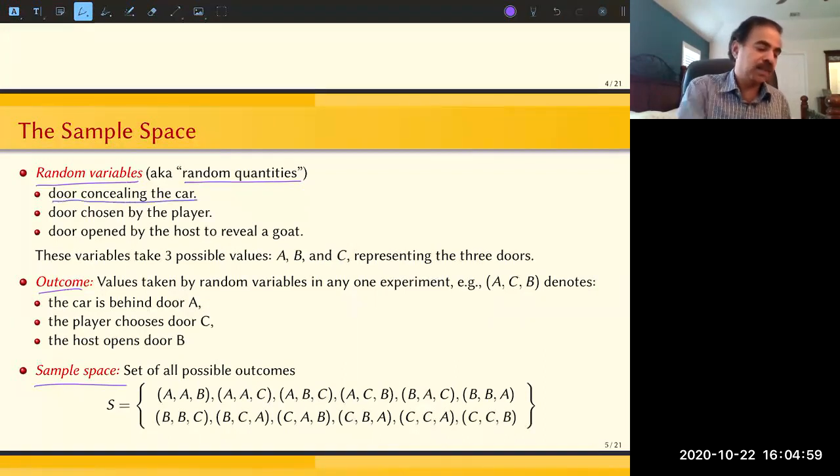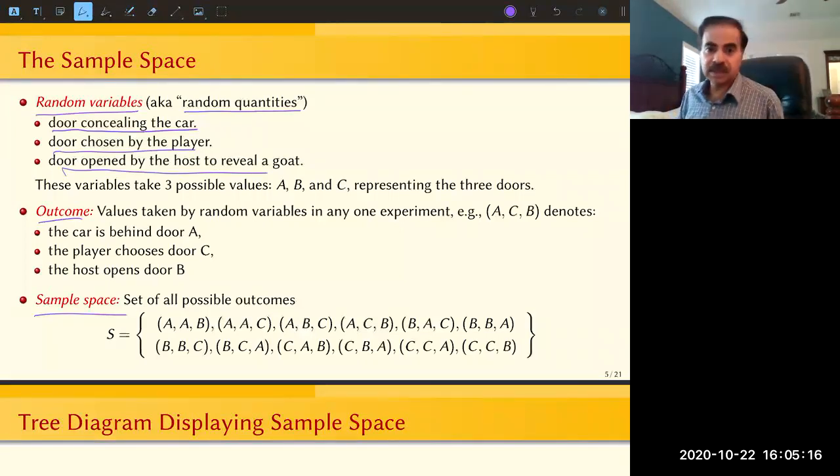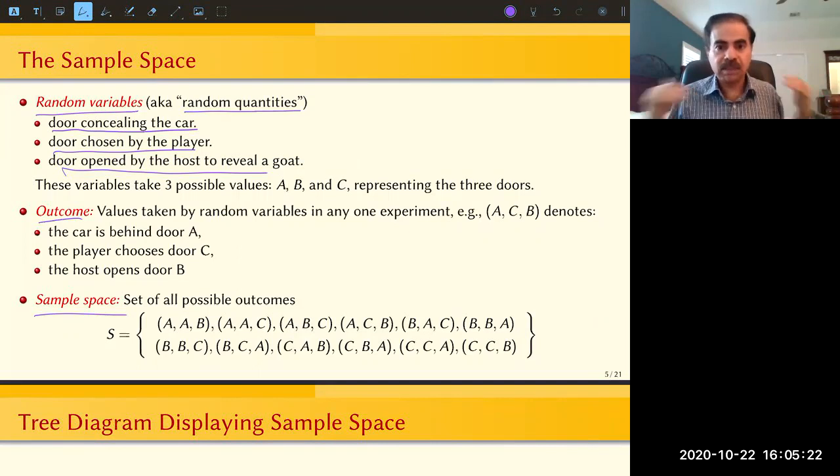So what is the door that's concealing the car, right? So that's one random variable. What is the door chosen by the player? That's another random variable, right? And the door opened by the host, right? So these are the three random variables in this particular problem, right? Because there are three doors, and there is a door containing the car. There's a door that the player chooses, and there's a door that the host opens, right? So these are the three things that vary across different contestants.